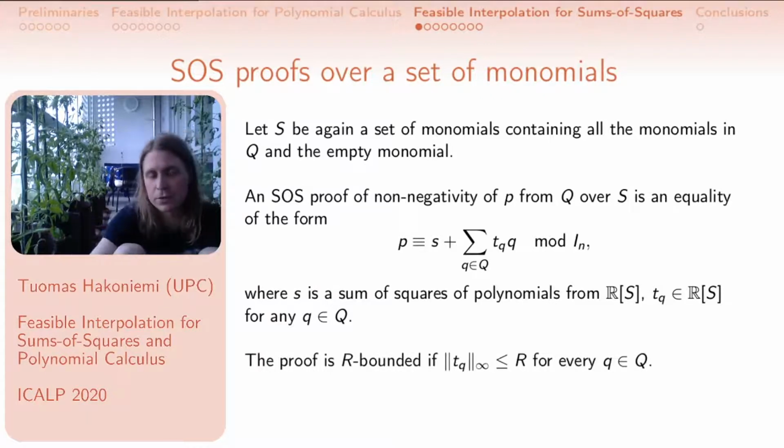Additionally, we need to look at explicitly bounded proofs for the proof search later on. So we call the proof R bounded if all the coefficients in the lifts of the axioms are bounded by R in absolute value. Okay.